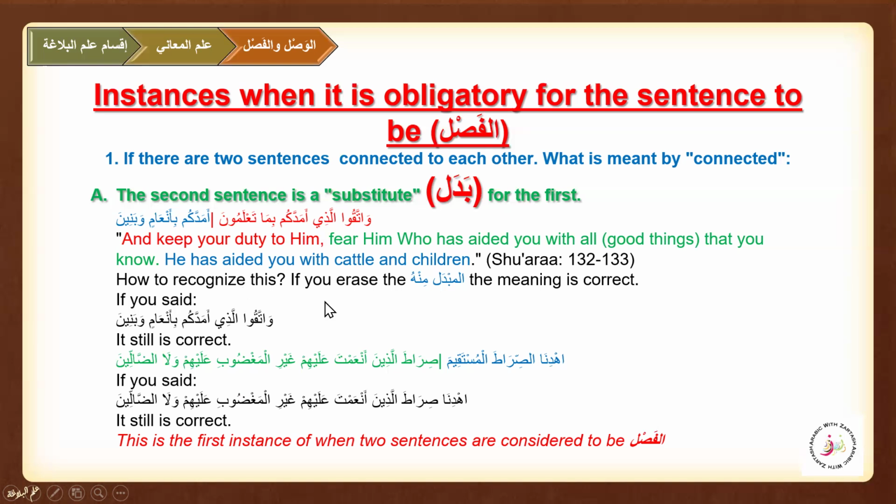So how to recognize this? If you erase the mubdal minhu, we know that in the badal, the first part, the one we are taking the badal for, is the mubdal minhu. If you erase it, the meaning is still correct. Like if you said, outside of the Quran, just making a sentence like wattaqul lazi amaddakum bi an'amin wa banina, it is still correct. That means here the second sentence is the badal for the first one, so it is obligatory for the sentence to be fasl. That means there shouldn't be any harf of atf. They are so closely connected with each other that they do not need any harf of atf between them.